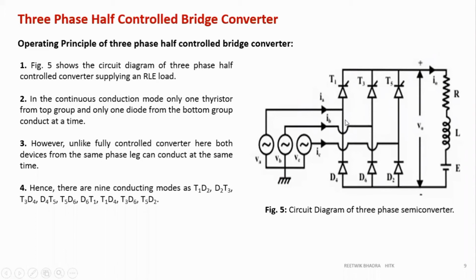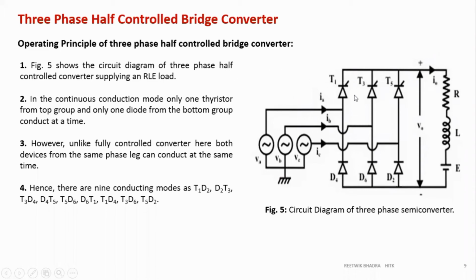Now, which diode will conduct? We know the triggering sequence. After T1, D2, then T3, then D4, then T5, then D6. So we know the diode sequence: D2, D4, D6. So we know that the diodes will conduct in a way from D2 to D6. For the first 120 degrees, obviously, which should conduct? D2. For the next 120 degrees? D4. For the next 120 degrees? D6.